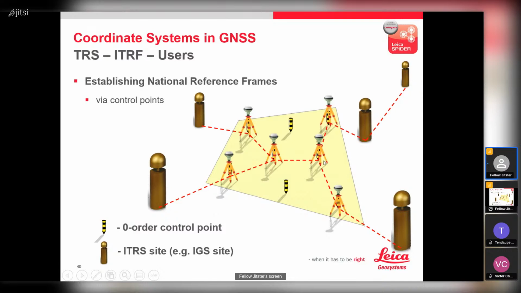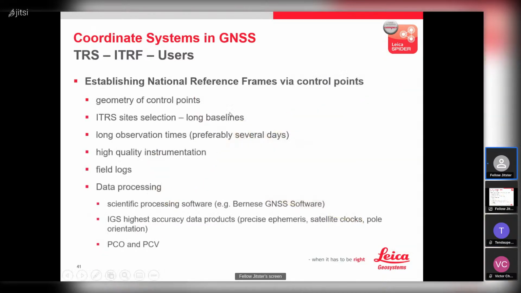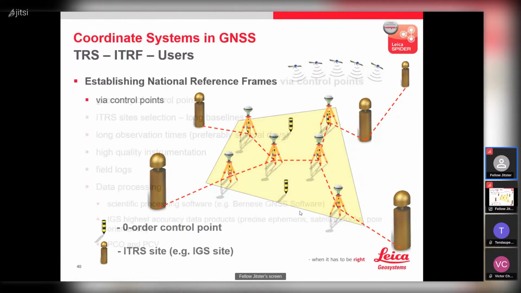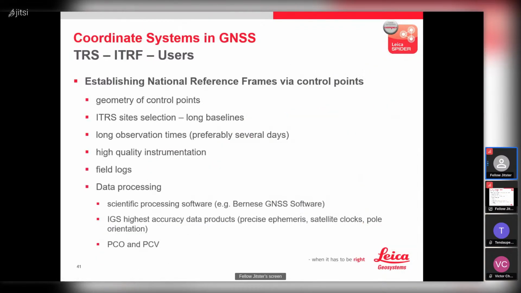With GNSS technology, these points were reobserved and connected to the IGS network. And then such a realization of the national reference frame was basically connected to this IGS network or to this ITRF at some specific epoch. So this is sometimes called zero order control points. Not all the control points were obviously reobserved, only some set of control points. And these are called zero order control points.